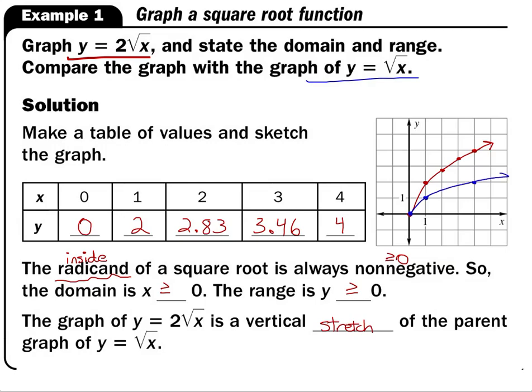And I only did the nice numbers. I didn't do all the decimals you get from a calculator. But you can see that the red one is twice as tall, because the red one was y equals 2 times square root of x, and the blue one is y equals square root of x. So the red one is twice as tall as the blue one. That comes from the vertical stretch.